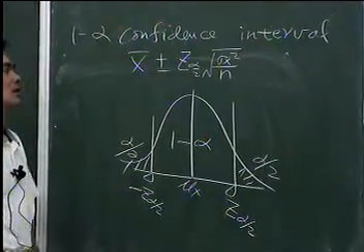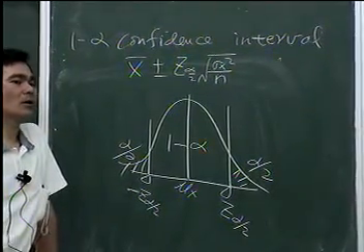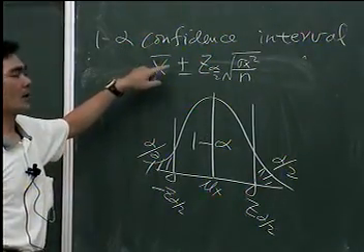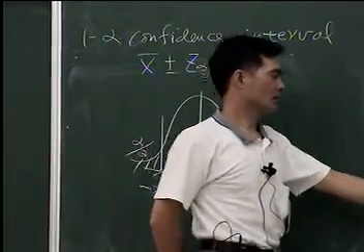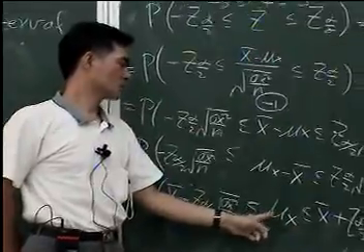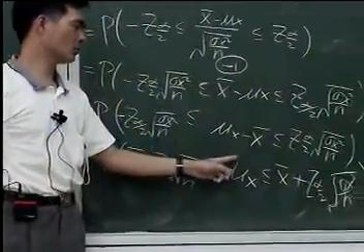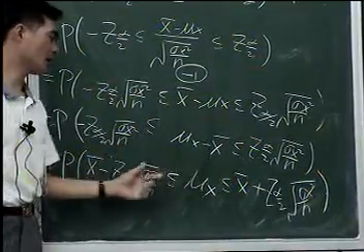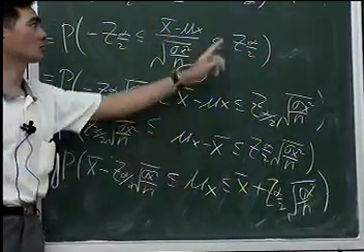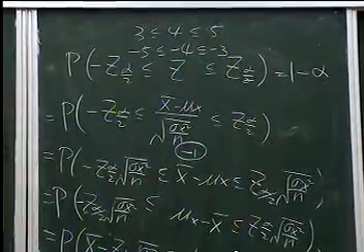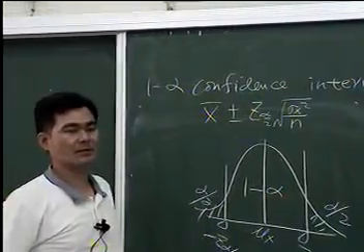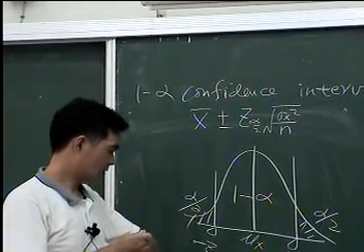So this is the confidence interval, or the interval estimate, for the population mean. In this case, the true value of the population mean will be between this number and that number. And the probability of that is 1 minus alpha. So this is the interval estimate for the question here.